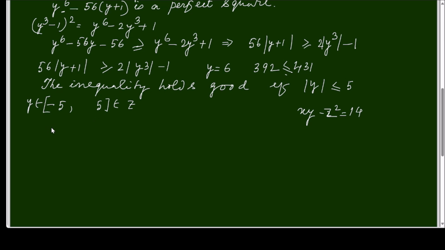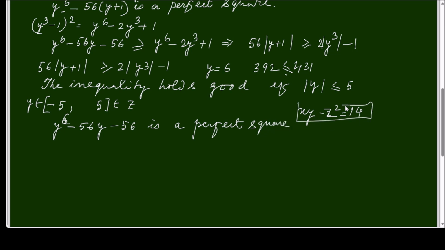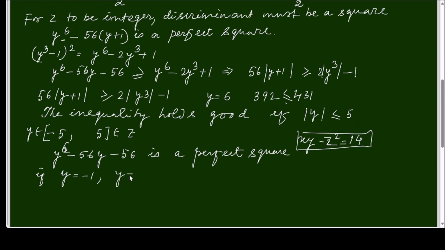So what we'll check is whether y to the power 6 minus 56y minus 56 is a perfect square. It is, if y is equal to minus 1 and y is equal to minus 3. Let us check once.